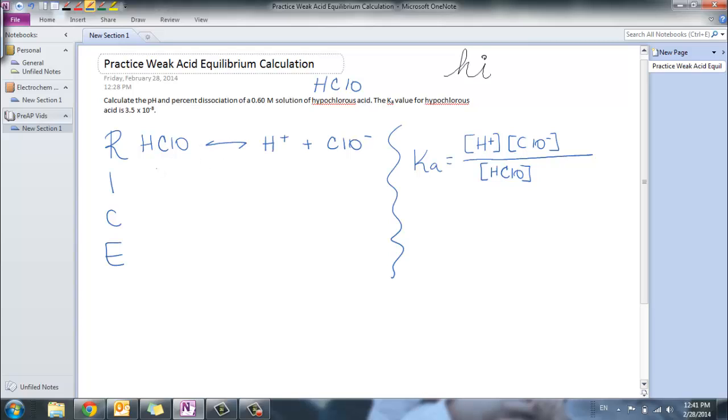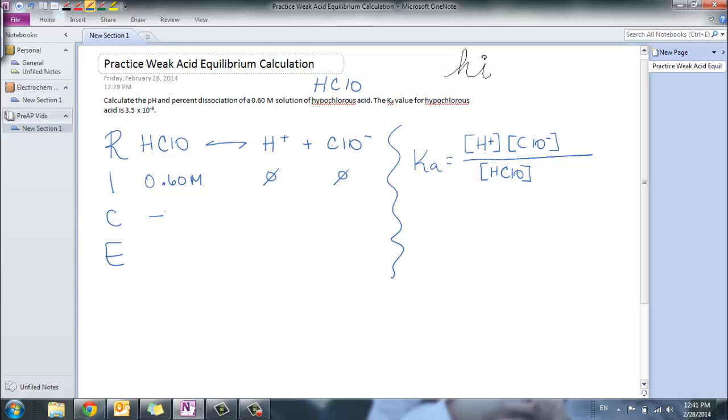All right, so the I in the rice table stands for our initial concentration. So the initial concentration of the acid was 0.60 molar. And we're keeping things simple. Before it dissociates, of course, our concentrations are 0 and 0. Now, in this particular problem, we actually don't know how much it's going to dissociate. And we don't know that because they gave us the K value, and we have to figure out what that tells us about how much dissociates.